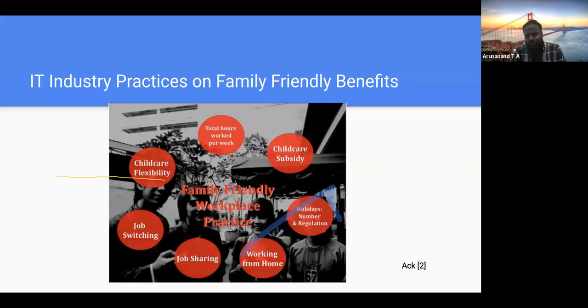And the organization actually doesn't lose anything if they let somebody work from home, if they have taken sufficient measures. So it's a non-financial thing. They just allow somebody to work from home, but the loyalty or the engagement that you get is huge. And childcare subsidy, total hours worked per week, and so on. Holidays, number regulation. Some companies give more holidays. For example, in our case, we provide more than what is legally required.